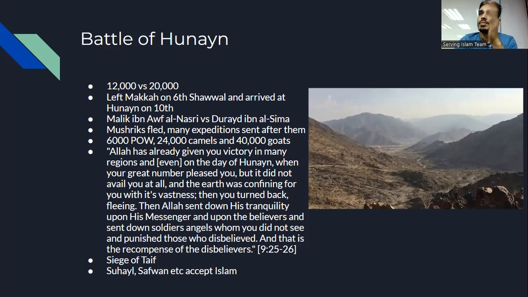Then Muhammad gave lots of this war booty to the people who were still pagans, so that they would accept Islam. When Suhail bin Amr and Safwan bin Umayyah saw that Muhammad was giving all of it away to people he did not even know that well, and keeping nothing for himself, they also accepted Islam. They said that this cannot be a king, this can only come from a prophet.